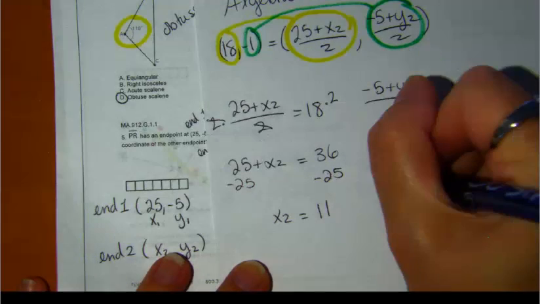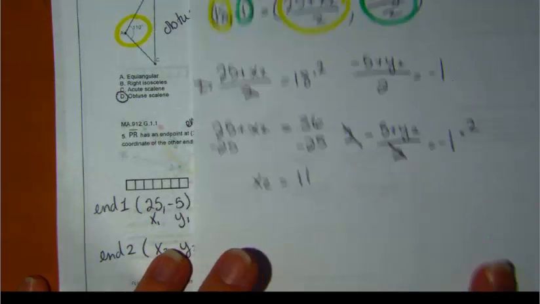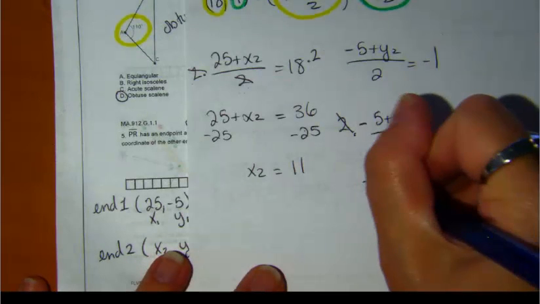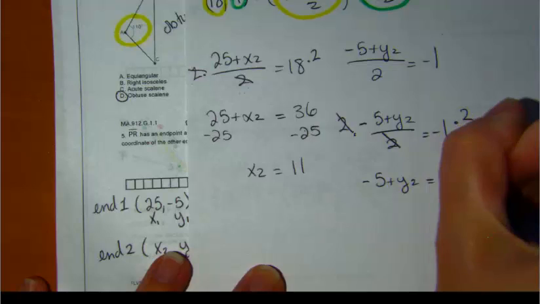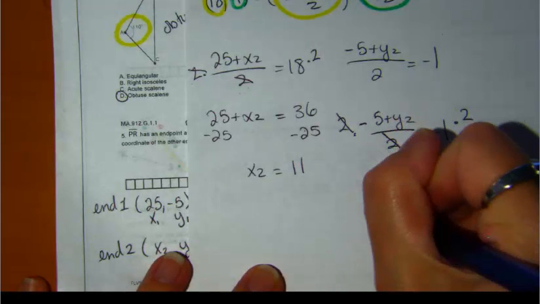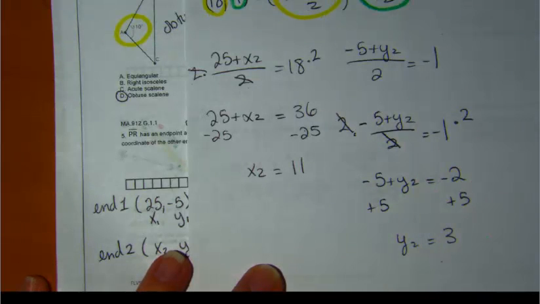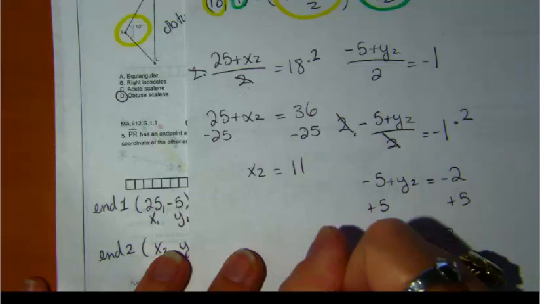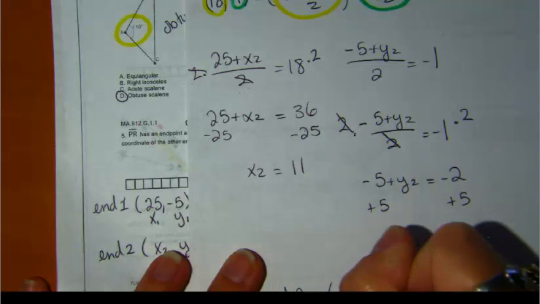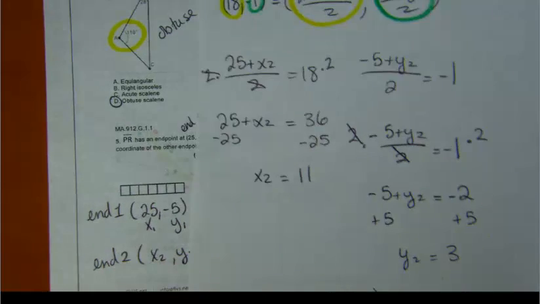Oops, I forgot to multiply by 2. Multiply both sides by 2, so those cancel. So negative 5 plus y2 equals negative 2. Add 5 to both sides. And y2 is 3. So your end point is 11, 3. That's using the algebra to solve it.